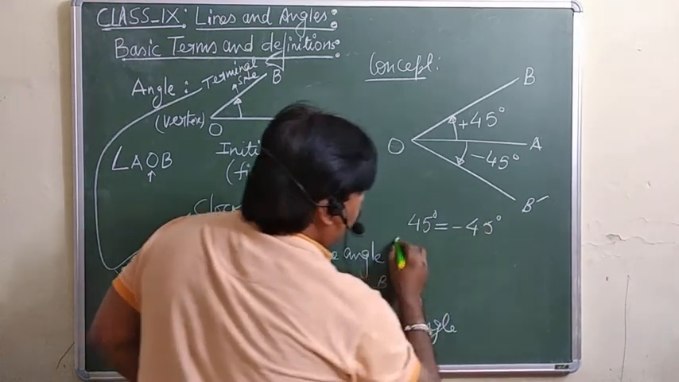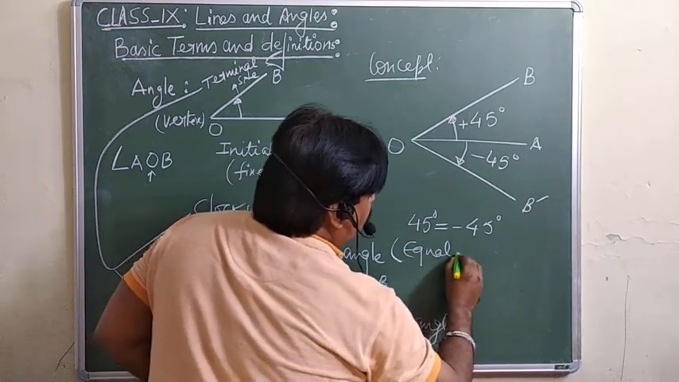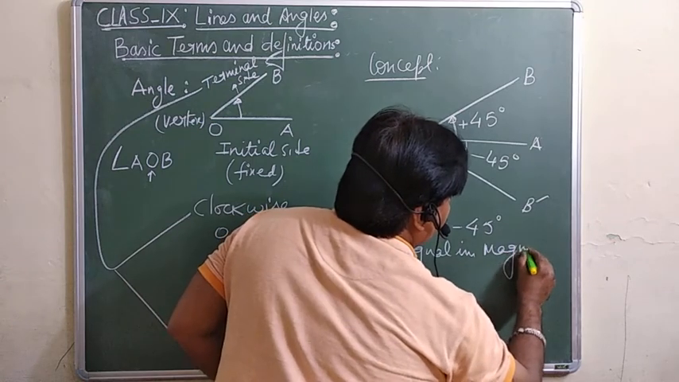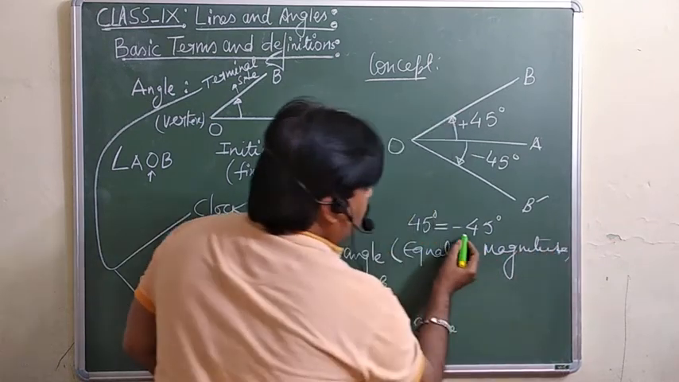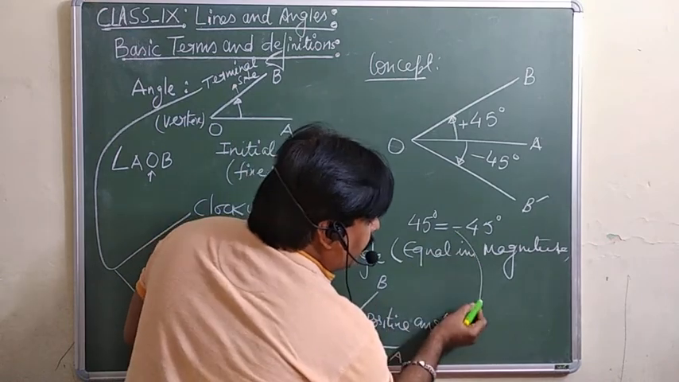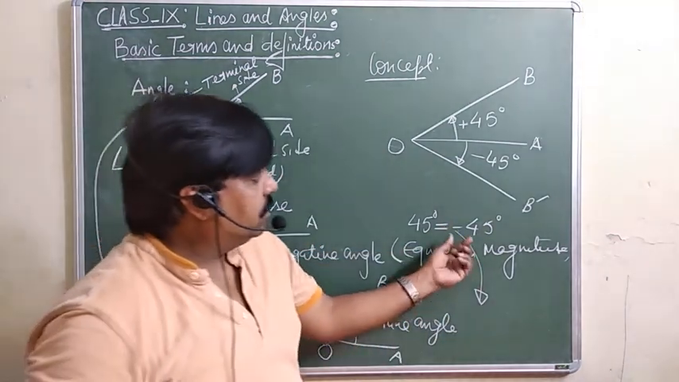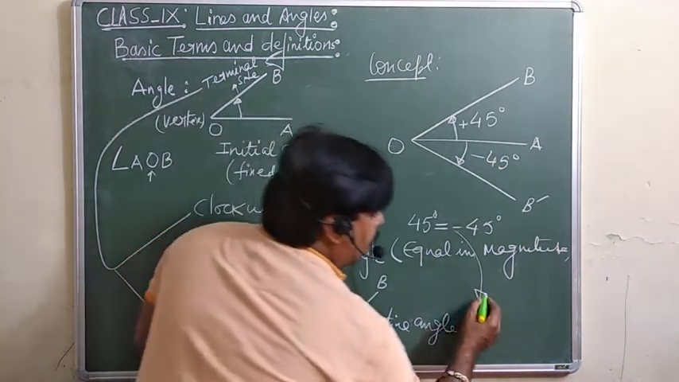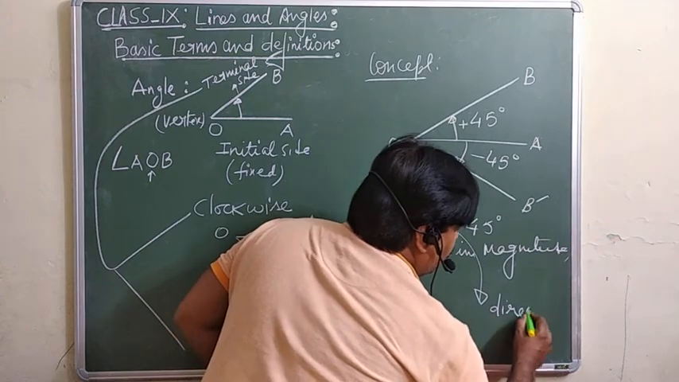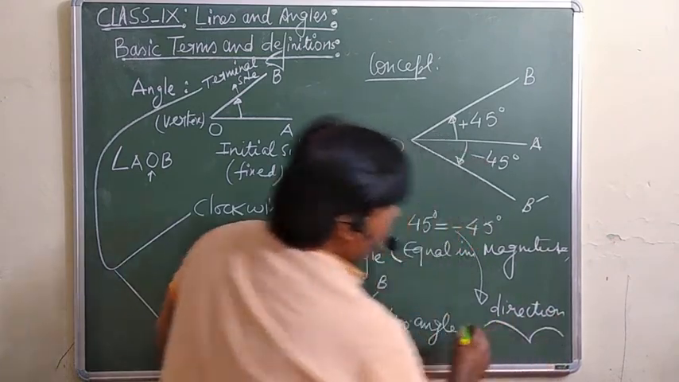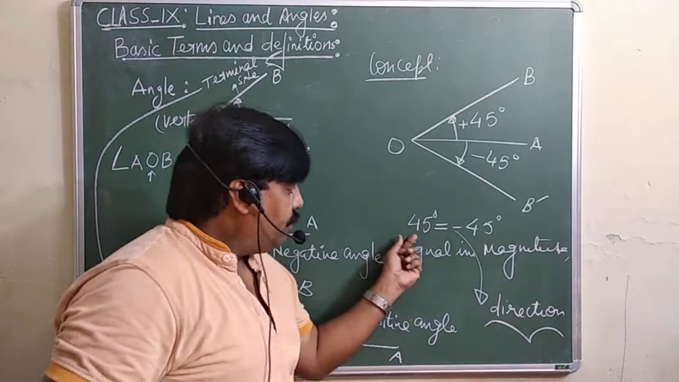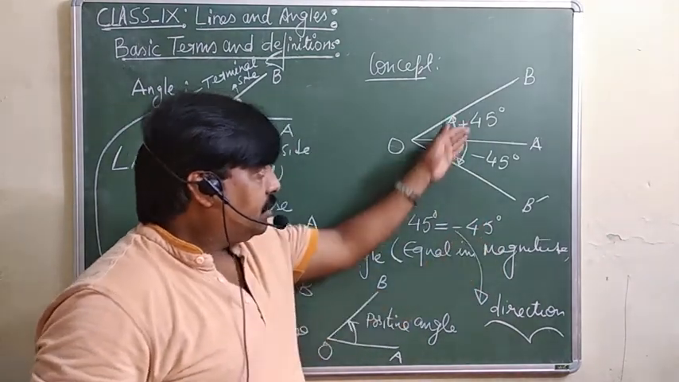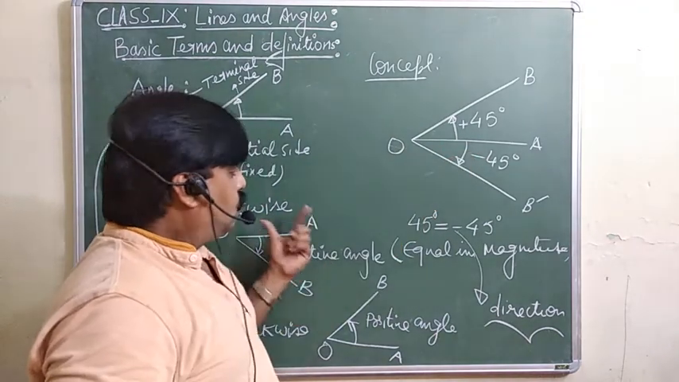They are equal in magnitude. Only this negative sign gives the information of the direction. We are moving opposite to this initial side. So this minus sign represents the direction. Otherwise they are equal in magnitude. If you are saying 45 degree, that is the positive angle. If you are saying minus 45 degree, it means that is the negative angle. It means the opposite to this one only, means we move clockwise. So have a look.